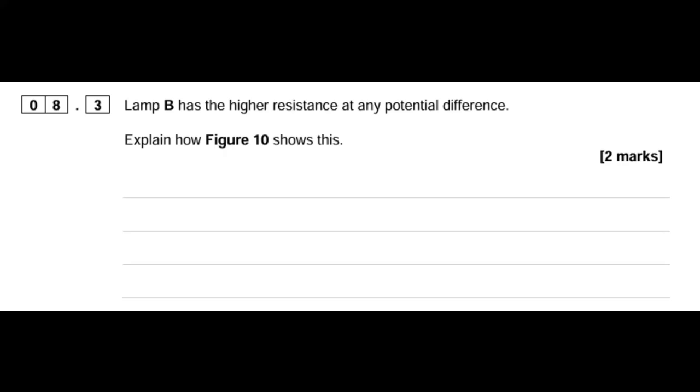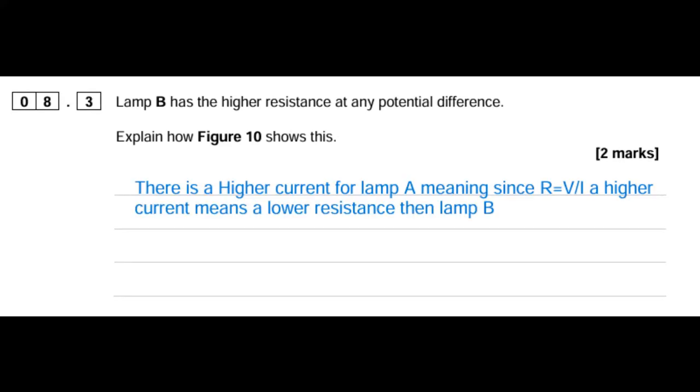Now, moving on, lamp B has the higher resistance at any potential difference. Explain how figure 10 shows this. Now, as stated in 8.2, lamp A has a higher current for any given potential difference, and since R equals V over I, a higher current means a lower resistance, which means that lamp B has a higher resistance at any potential difference due to the lower current.